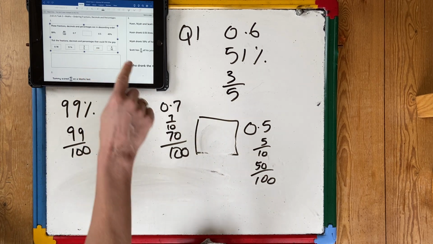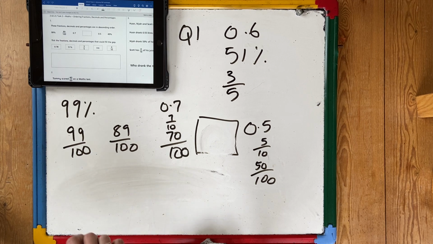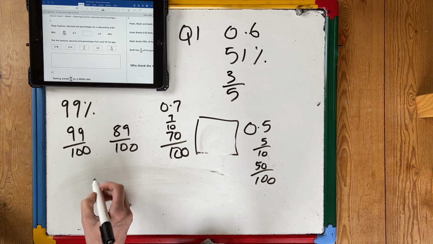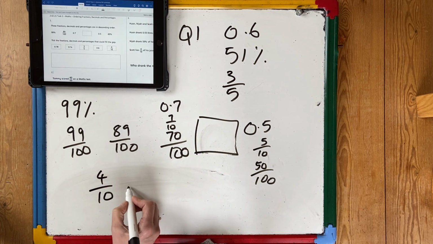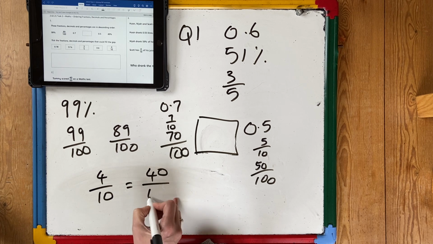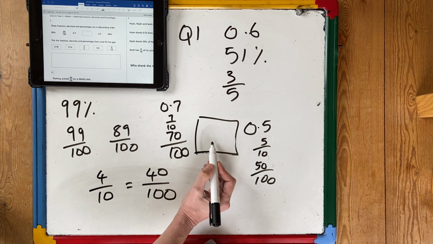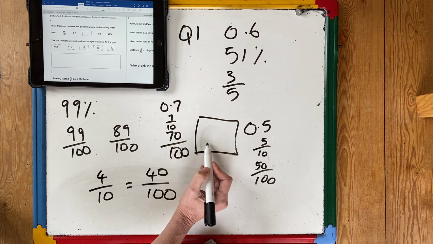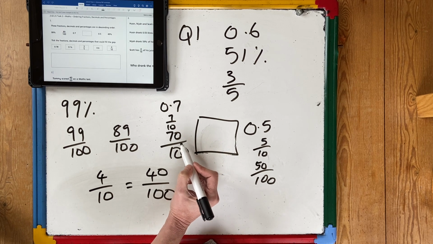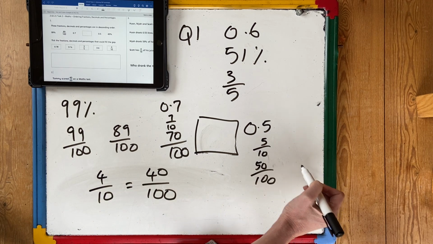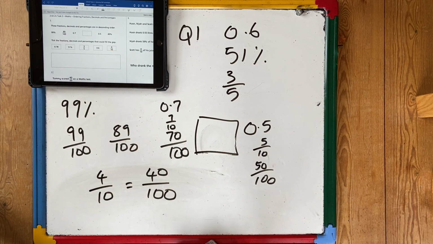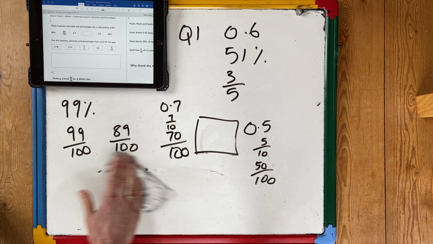We know that 0.6 can go in there already because that's 6 tenths or 60 hundredths. So 4 tenths. Could 4 tenths go into that box? 4 tenths is the equivalent of 40 hundredths. No, 40 hundredths can't go in there because it doesn't lie between 70 hundredths and 50 hundredths. 40 hundredths will be here, the equivalent of 4 tenths. Brilliant, so that's question 1.